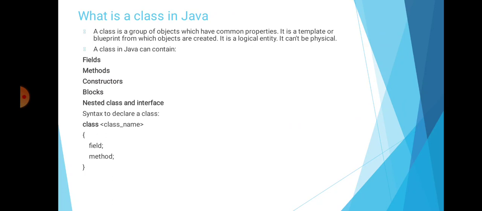A class can be defined as a template or a blueprint that describes the behavior that objects of its type support. It can't be physical. A class in Java can contain fields, methods, constructors, blocks, nested classes, and interfaces. Then the syntax to declare a class: class name, opening bracket, then fields, methods, and closing bracket.